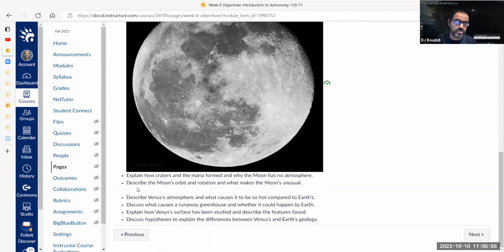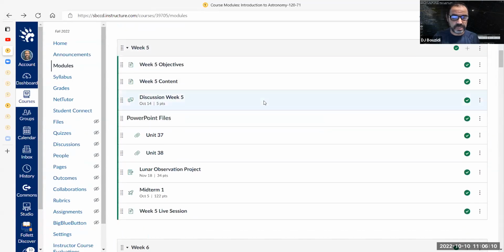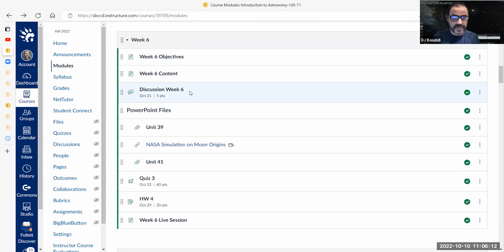The next unit deals with Venus, and I already gave it enough introduction up to this point. Most likely we're not going to be able to get to that today. But those are the topics of this week that we're going to be covering. And then we have the discussion that is due on Friday, October 21st. And then we have the notes, again, for 39 and 41.